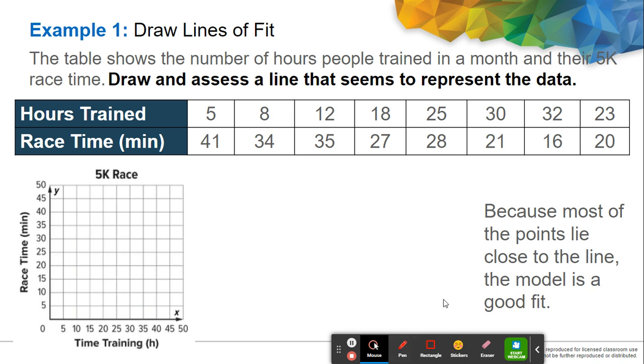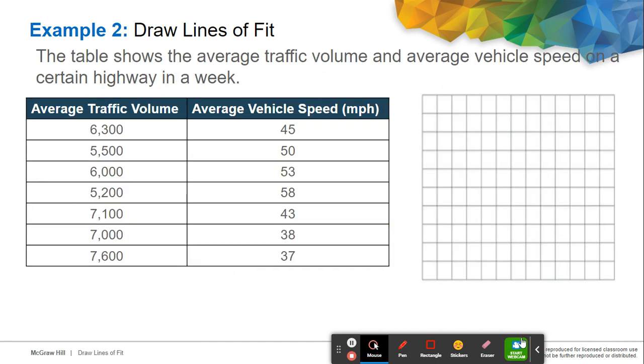Okay, so therefore, because most of the points lie close to the line, the model is a good fit, like I told you a while ago. So it's a good representation of the time in training and the race time. Okay, so let's move on to the next example.